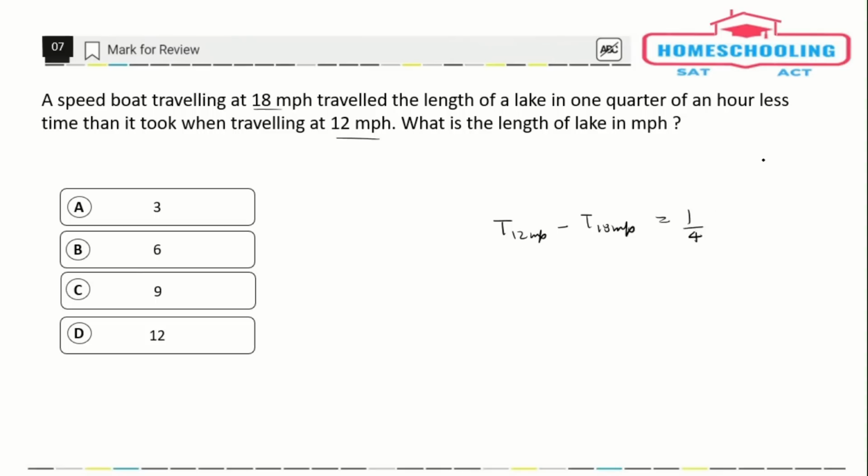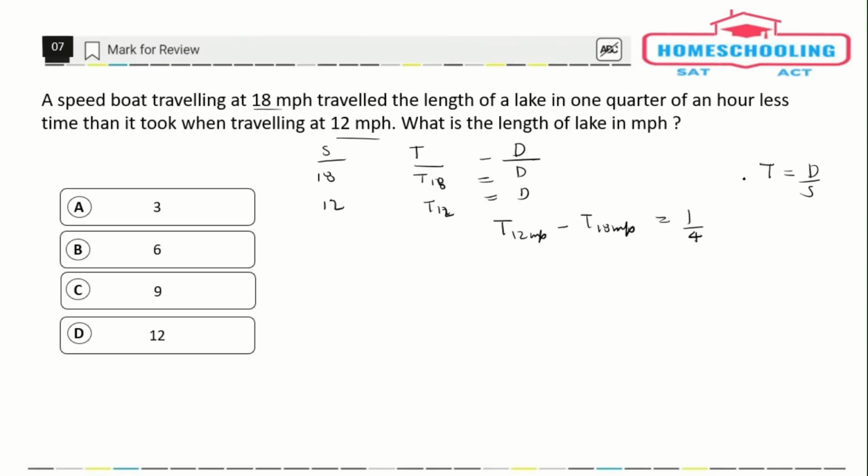Now, as we know, t is equal to distance upon speed. So now let's put all the data: speed, time, and distance. Speed is 18 miles per hour for this one, and 12 for the other. Let's say t12 and t18. And your distance, let's take it as d for both of them.